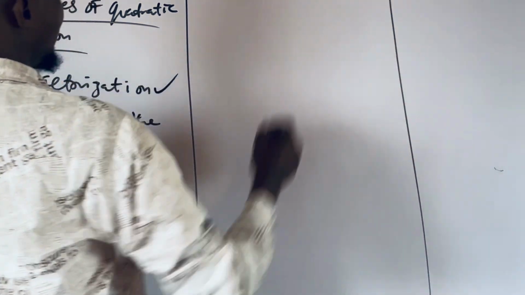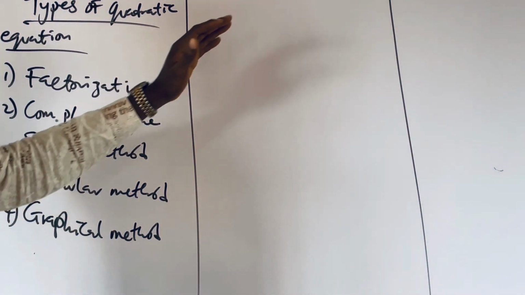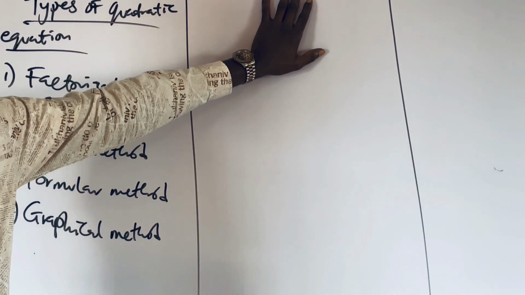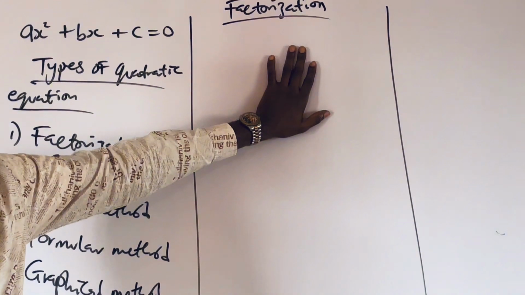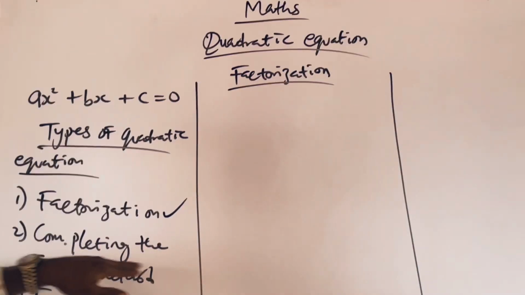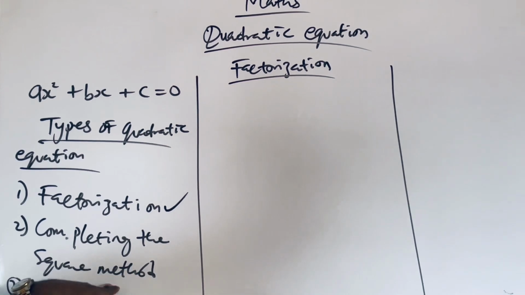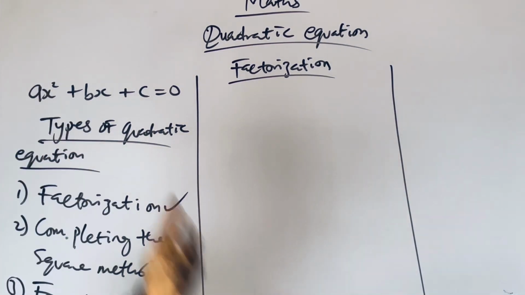So in today's class, I want to teach factorization. Today I'm going to teach the concept of factorization. In subsequent classes, I will solve hard and difficult questions on factorization. When we are done with that, I will move over to completing the square method, down to graphical method. This one, I will show you how to do it in due time.